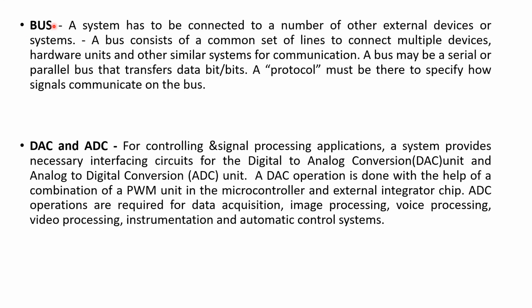Now, another component is a bus. So we might have heard of what a bus is. That is, a system has to be connected to a number of other external devices or systems. So we can define the bus as a common set of lines by which it connects the multiple devices. And it can be either a serial bus or a parallel bus, that is for serial communication or for parallel communication. For either of these, there needs to be a defined protocol. A protocol means a defined set of rules which allow the two devices to communicate with each other.